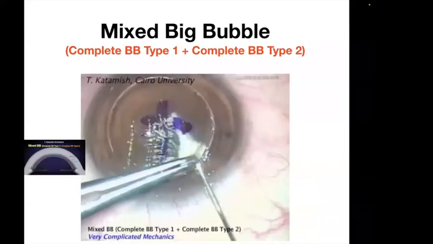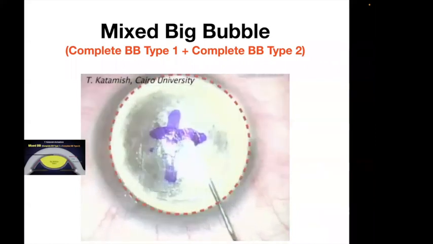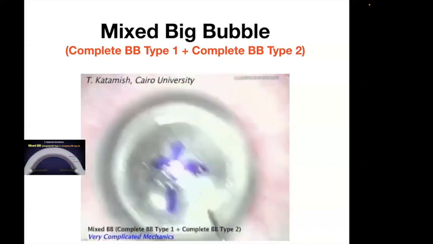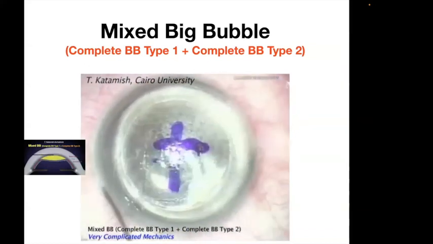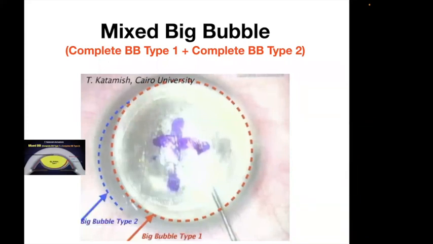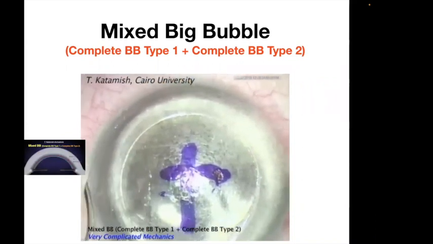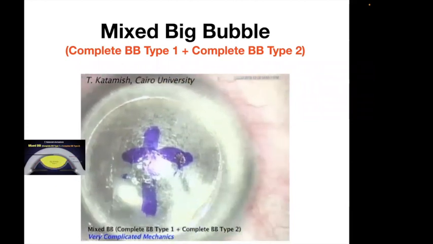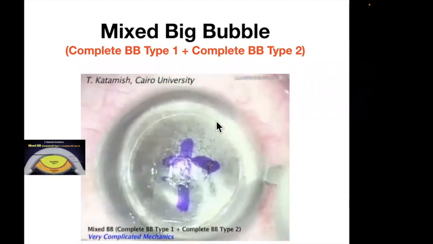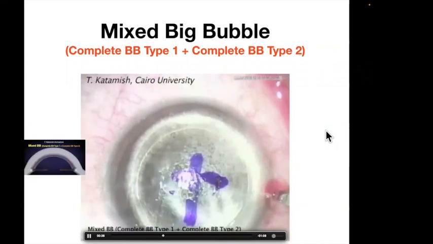This video, which shows 2 complete big bubbles behind each other, is a very unique video and a very rare case. Injecting air in the stroma, you will be having this edge, big bubble type 1, white edge, and then look carefully, you will be having another clear edge. So see, this is the white edge for type 1, and this is the clear edge of type 2 big bubble. So you have 2 bubbles now. When I do now paracentesis, we will notice expansion of this edge. You see, this edge has been expanded. The type 2 has been expanded.